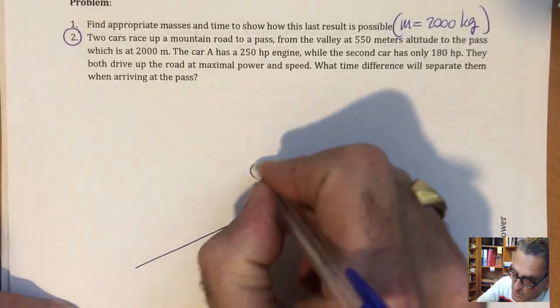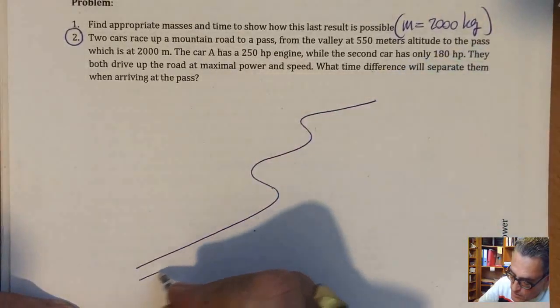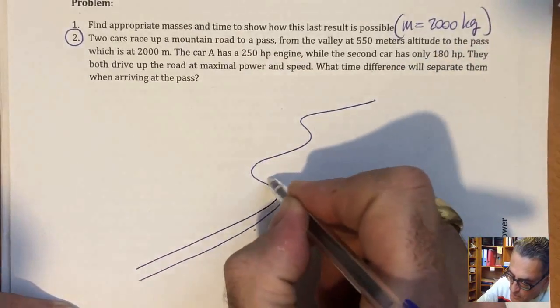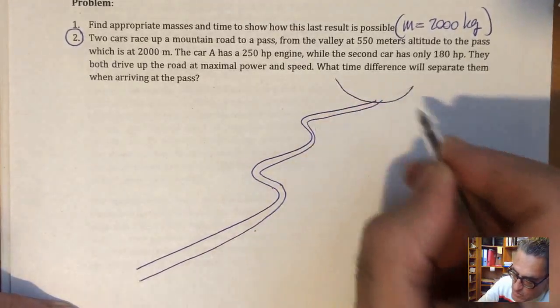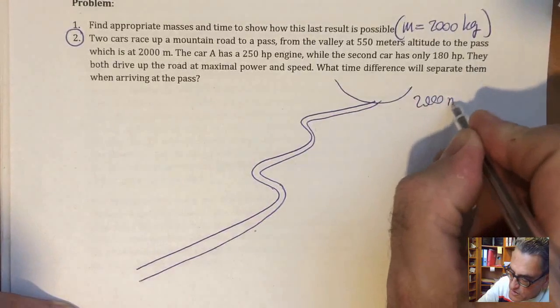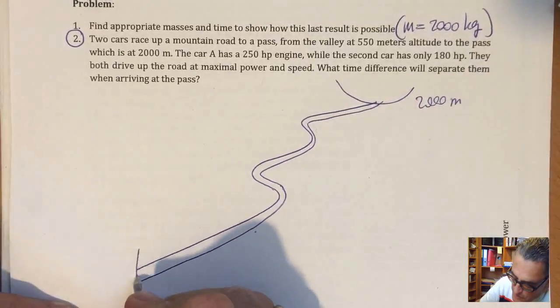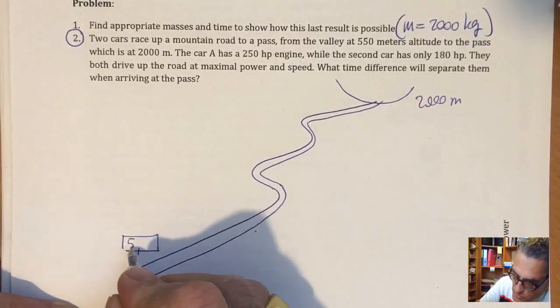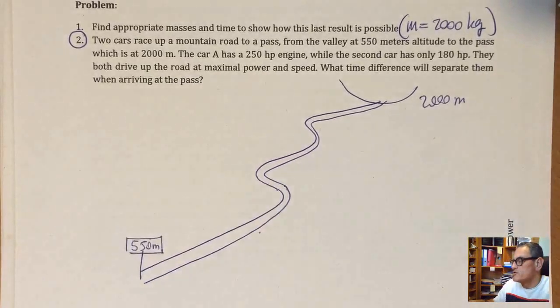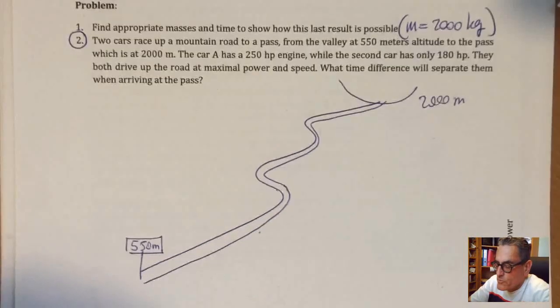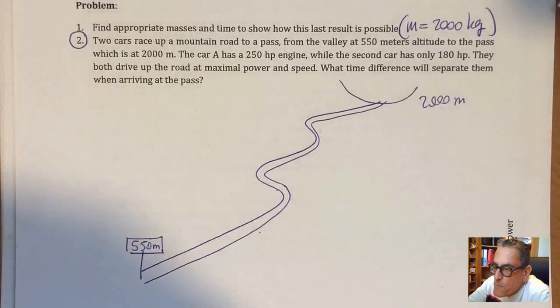Okay. So let's imagine we have a road which is going up the mountain. Okay, and this road arrives at a path which is at 2000 meters, and down here the altitude is 550. Okay, what's the total energy you need to lift a car up there? How can you compute that? Nobody?